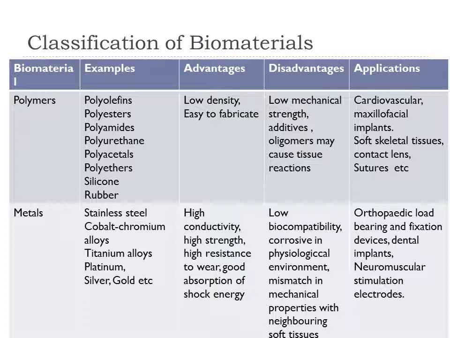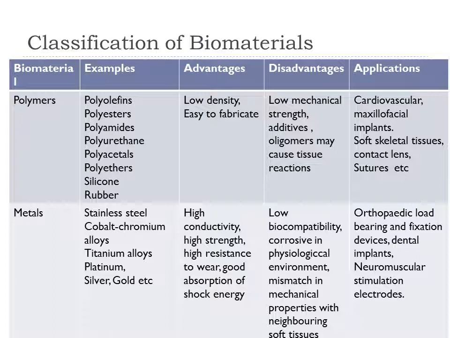So now, classification of biomaterials. Biomaterials can basically be of four types. They can either be polymers, metals, ceramics, or composites. Polymers are usually low density materials and they are very easy to fabricate. However, they have low mechanical strength, which means they get torn very easily.